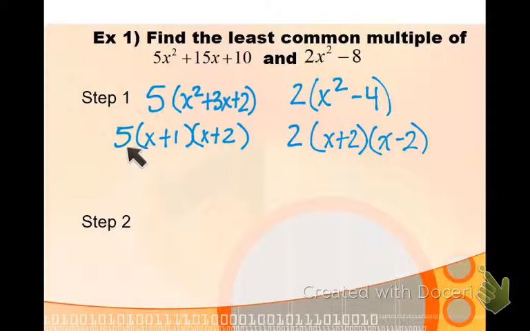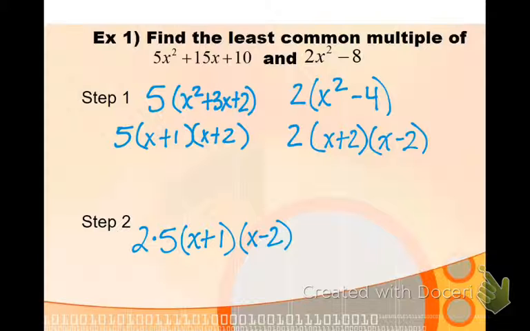So we know we're going to have a 5. What other whole number are we going to have? 2. A 2. Right? Each of those only occurs one time, but we have to look at either one of these and pull from both. What other factors would we have? X plus 1. We'd have an x plus 1. It occurs one time. X minus 2. X minus 2.